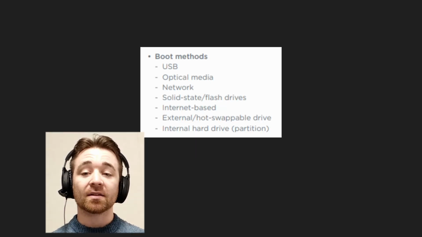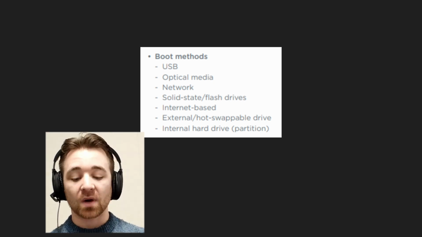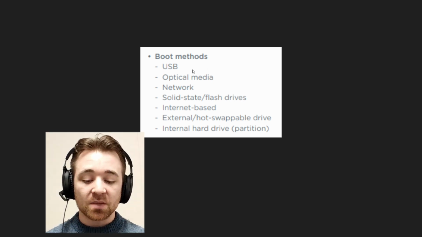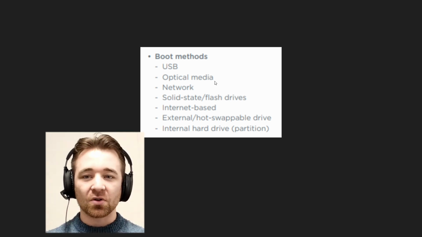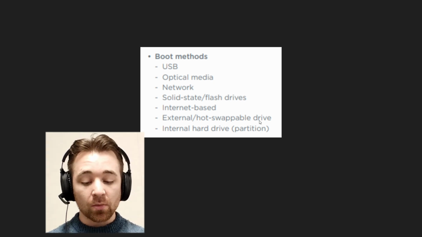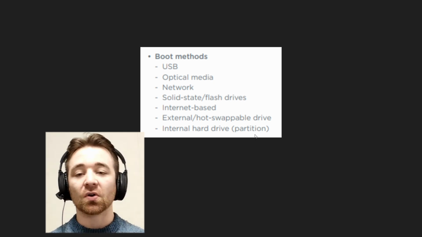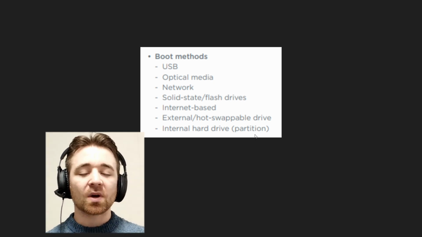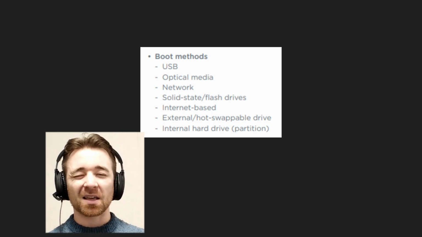The first one is boot methods. So first of all, what does that mean? It's just a method of booting your operating system. There's a bunch of different ways you can do it. You can do it through USB, optical media, which is like a disc, just the discs that you used to insert and it would read and spin around, over the network, through a solid state or a flash drive, over the internet, external or hot swappable drive, and an internal hard drive via a specific partition on that. So it's just a matter of these are the different ways you can boot your OS, and you need to know what those options are and roughly how you might go about doing that.